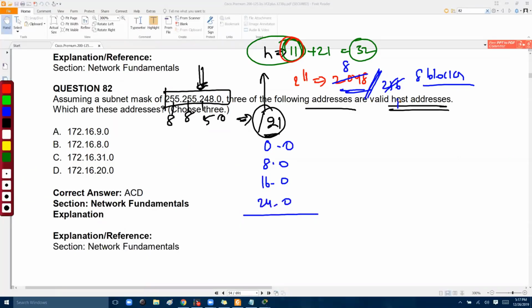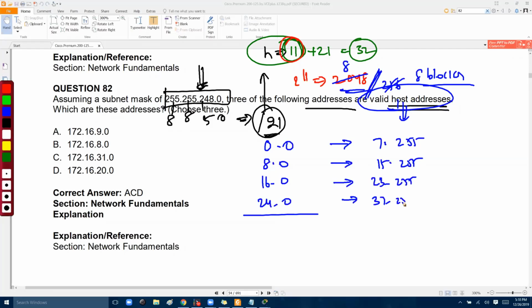And now here the question is asking what are the valid host addresses. Valid means which should not be the network ID or the broadcast IDs. So as per this range, 7.255 will be the broadcast ID. As per this range, 15.255 will be the broadcast ID. 23.255 will be the broadcast ID, and I think 31 like that. So just remember the multiples of 8 table. And if you see here, any multiples of 8 here, 8 or minus 1, again minus 1 for broadcast IDs.